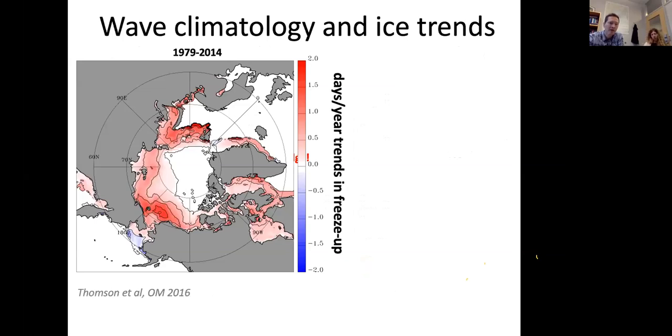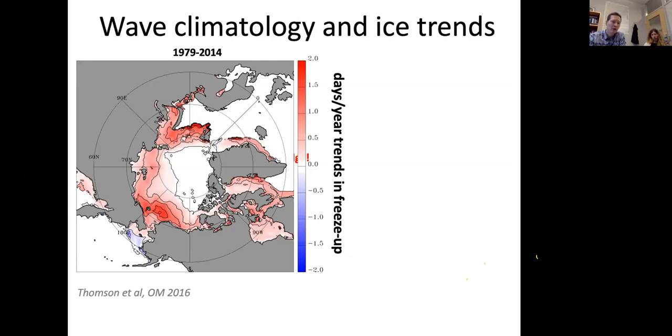Continuing, we've been trying to look at some of the larger scale trends that are really the manifestation of these fetch dependencies. And so in a paper a few years ago in Ocean Modelling, we looked at the trends in the ice, and that's what this map is here. This is basically the extension of the open water season, or really the days per year that the freeze-up is becoming later and later and later.